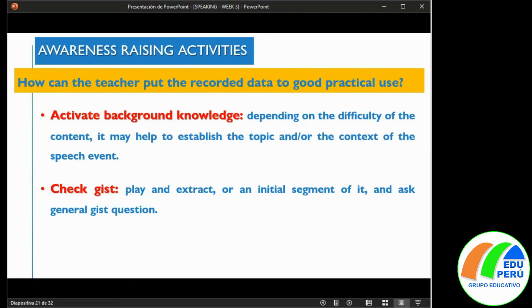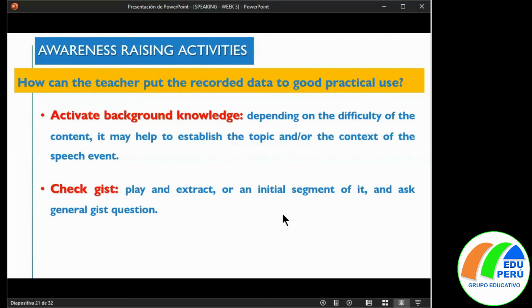They say, oh, teacher, the girl is going to refuse the invitation. Oh, no, the girl is going to accept the invitation and they are going to go out together for dinner. Or maybe the man is going to invite her to the cinema. And notice, they start thinking, and you activate the interest in your students. All right? The interest, this is very important. Checking the gist.